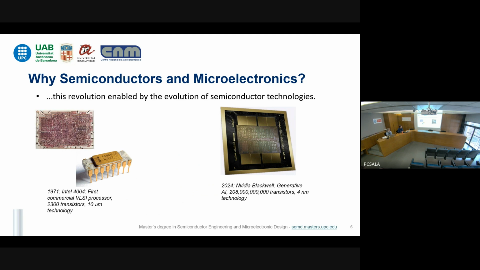NVIDIA Blackwell is a chip specially designed for generative artificial intelligence. It contains more than 200,000 million transistors, or 200 American billion transistors, and is implemented in a 4 nanometer technology. So this points to the first reason why you would like to engage in a master in semiconductors. You would work designing the technologies that will enable future applications. You will work in the high tech that is transforming our lives.